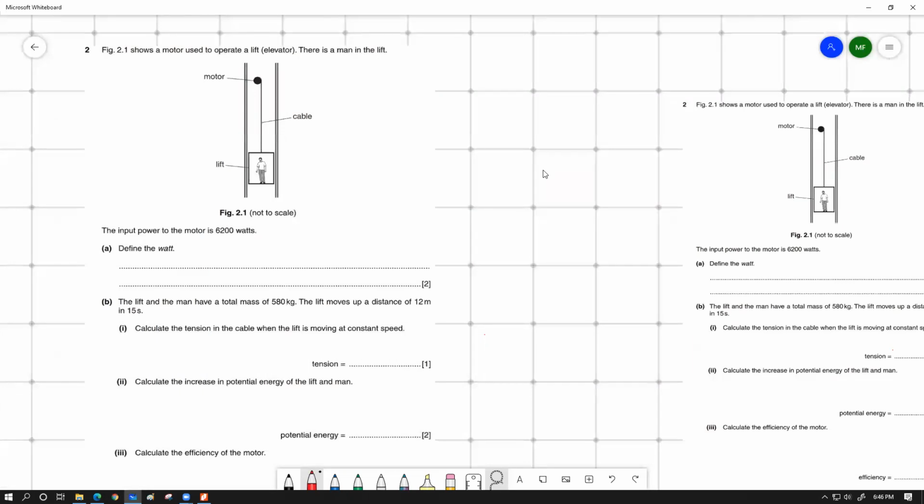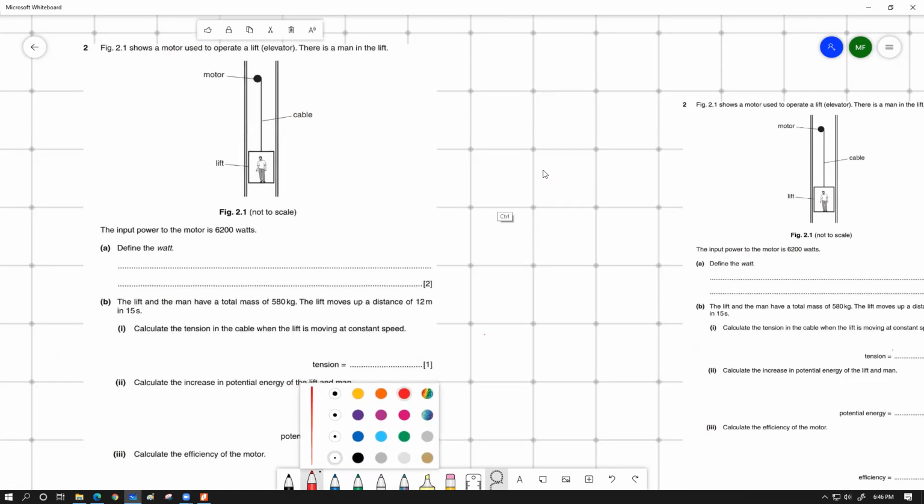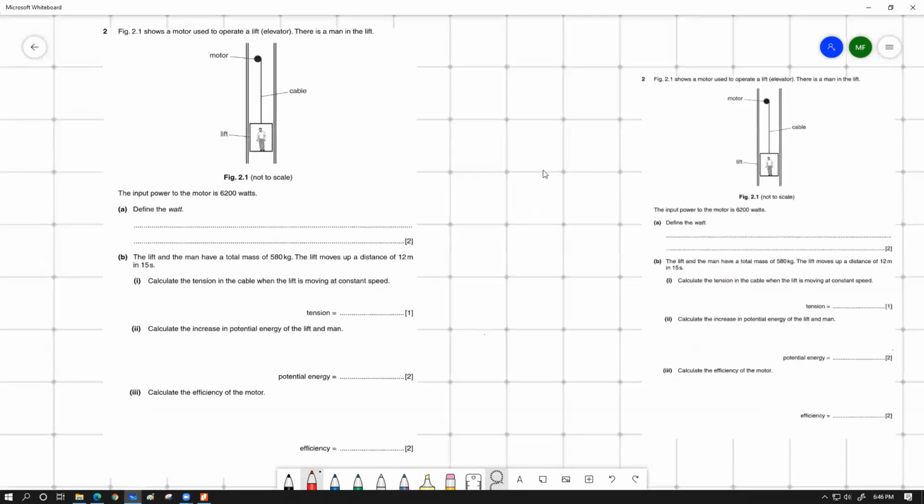Now, here's the deal. If something is moving at constant speed, what is the resultant force? 0. Beautiful. Resultant force is zero, which means upward force equals downward force. Precisely. Then it already says this lift and the man have a total mass of 580 kg.